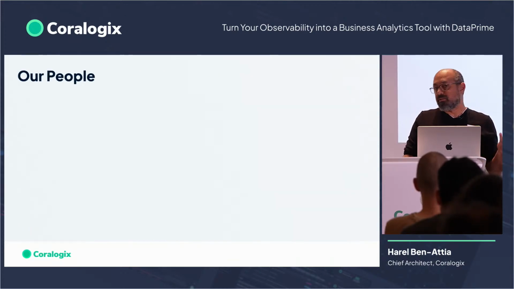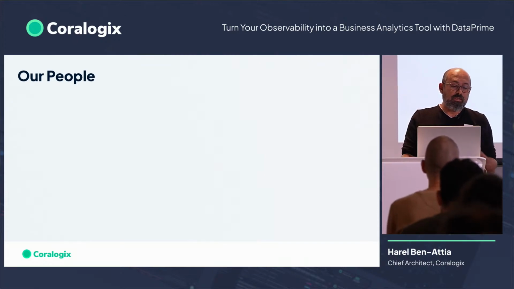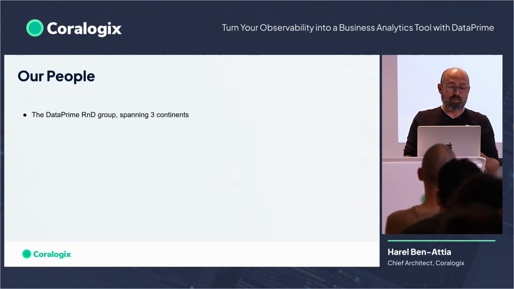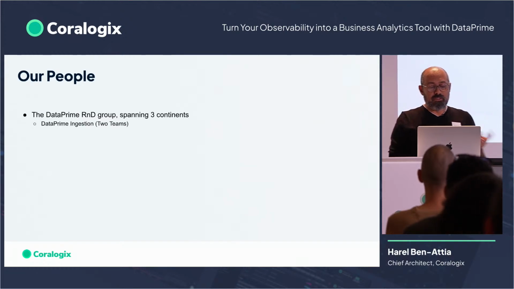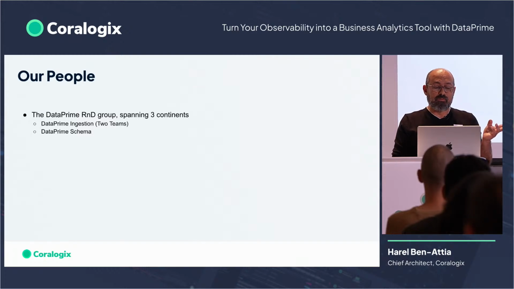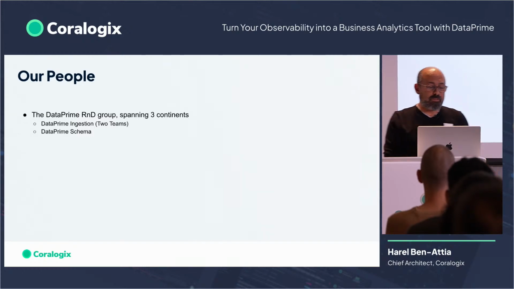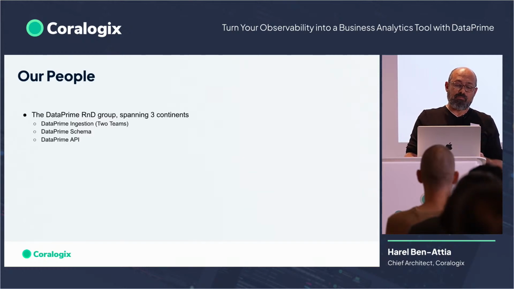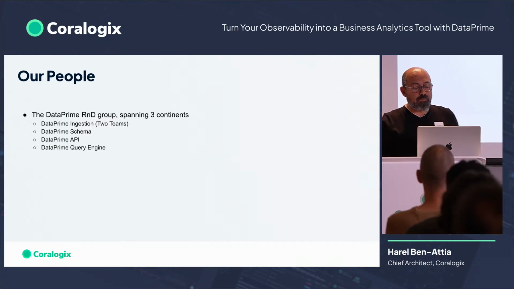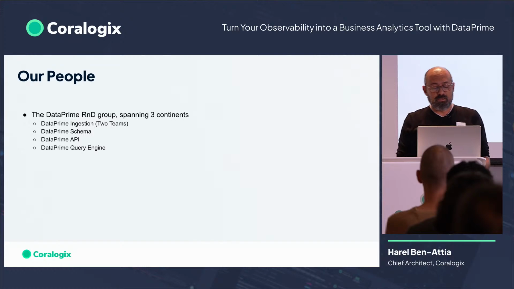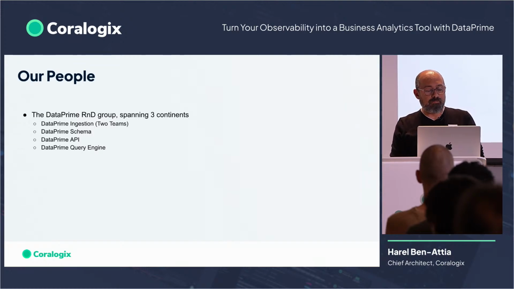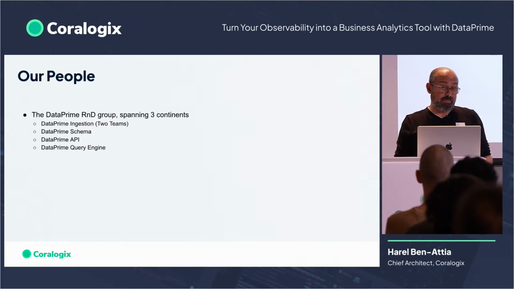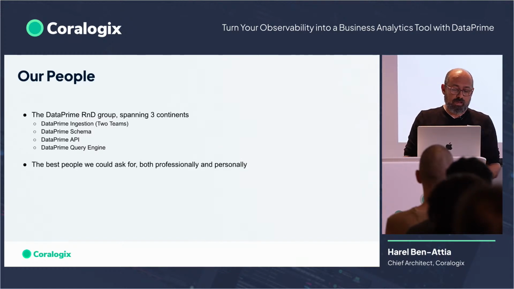Okay, before going to a few words on the future work, I would like to talk a little bit about our people. An entire R&D group spanning 3 continents. DataPrime ingestion is effectively 2 teams, one related to the frequent search and one to the S3. It's 2 very big areas of expertise. DataPrime schema management and tracking is another team. DataPrime API, they do all the interfaces, the parsing, and the business logic around DataPrime, and a team that's dedicated to the actual execution in the query engine itself.